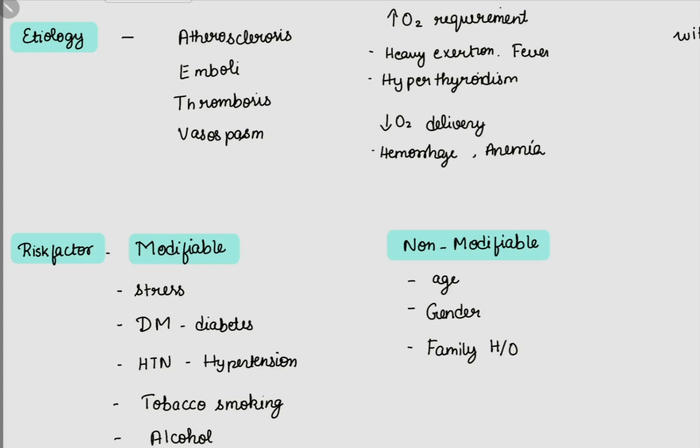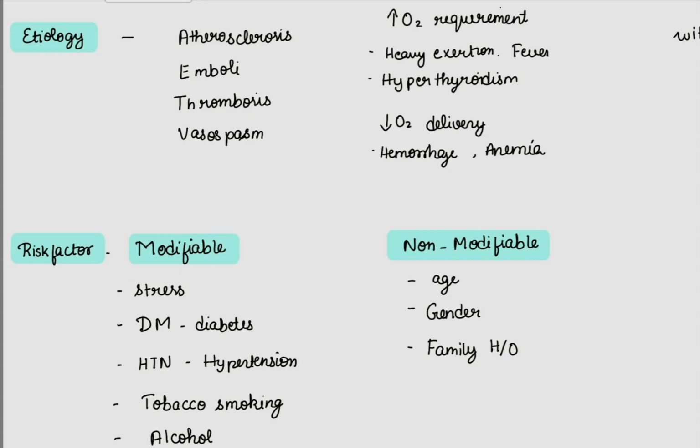Etiology of myocardial infarction: atherosclerosis, embolism, thrombosis, vasospasm. The other conditions which increase oxygen requirement such as heavy exertion, fever, hyperthyroidism. The conditions which decrease oxygen delivery such as hemorrhage, anemia.